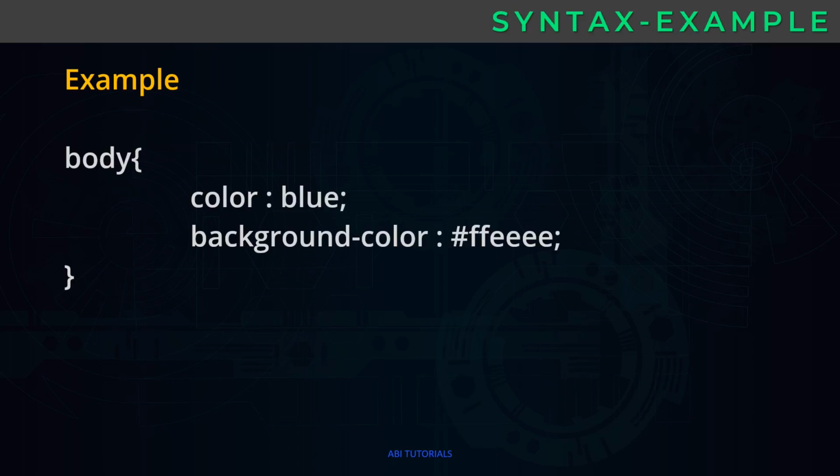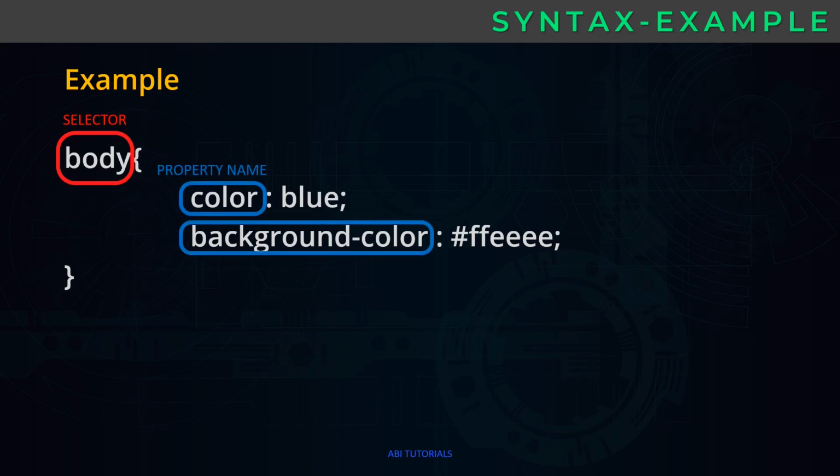Provided here is an example syntax of CSS. Here in this example, body is the selector. Color and background color are property names. The values blue and #FFWEW are the property values.